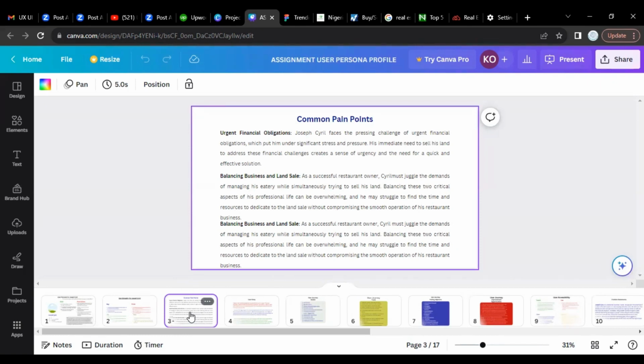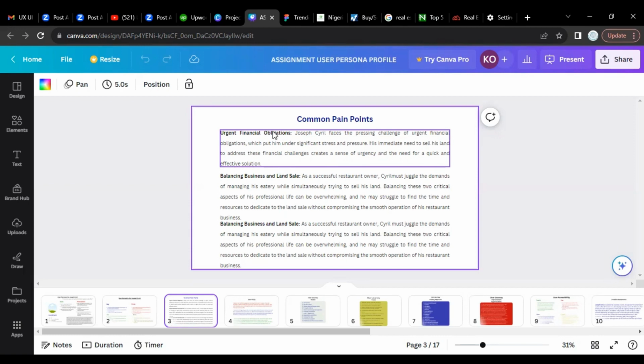Urgent financial obligation. These are the common pain points, right? The problem he's facing and all that, right? He faces a pressing challenge of urgent financial obligation, which puts him under significant stress and pressure. His immediate need to sell his land to address those financial challenges creates a sense of urgency and the need for a quick and effective solution, right?